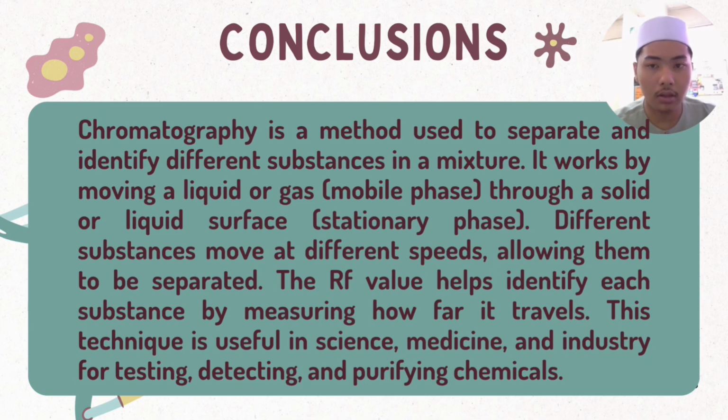So, in conclusion, chromatography is a method used to separate and identify different substances in a mixture. It works by moving a liquid or gas mobile phase through a solid or liquid surface, which is the stationary phase, and different substances move at different speeds, allowing them to be separated. The retention factor value helps identify each substance by measuring how far it travels. So this technique is useful in science, medicine, and industry for testing, detecting, and purifying chemicals.